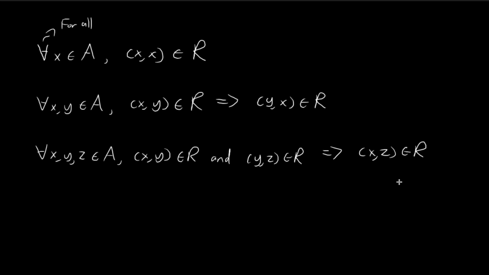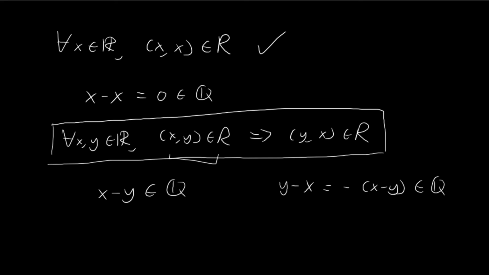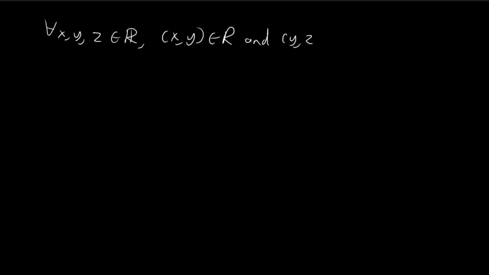So now the final thing we have to do is to check that this relation is also transitive. So now for the last part, in order to show that our relation is transitive, we need to show that for all real numbers x, y, z, if x is related to y, and if y is related to z, then this immediately implies x is related to z.